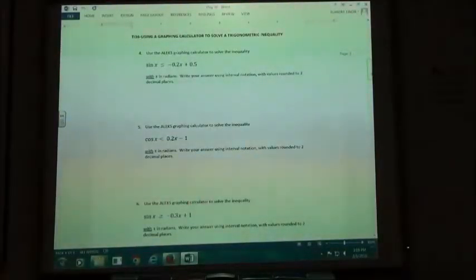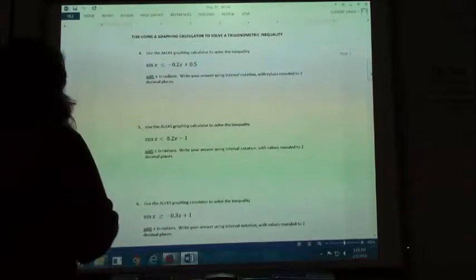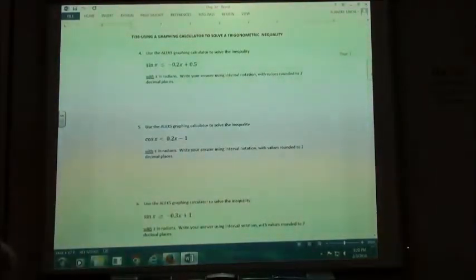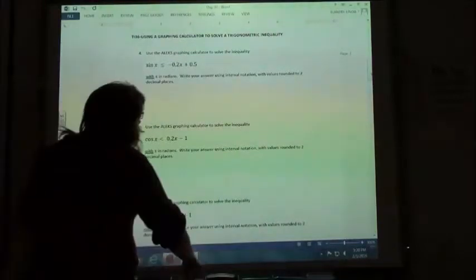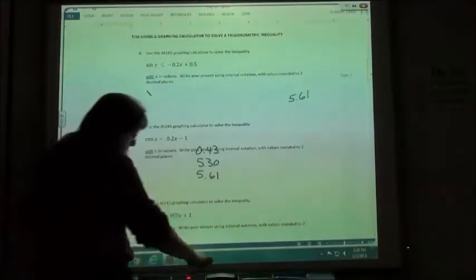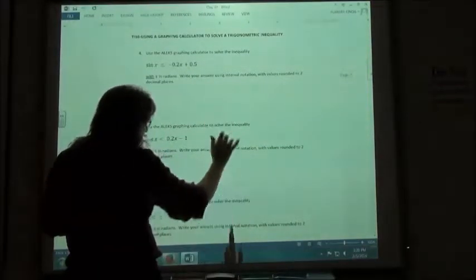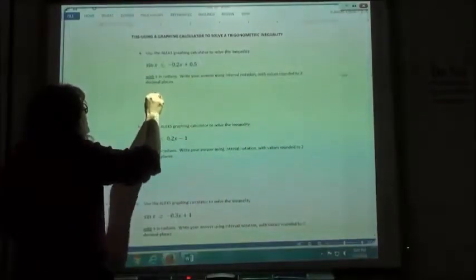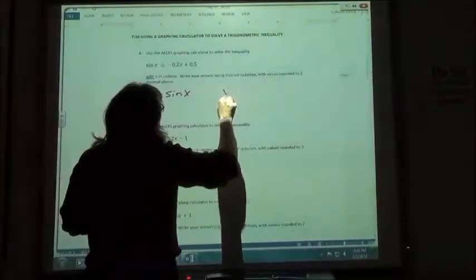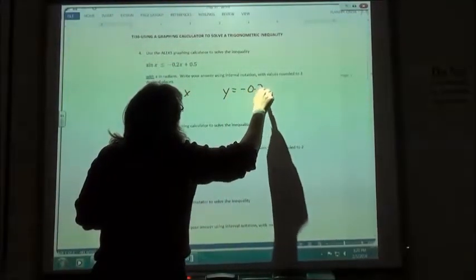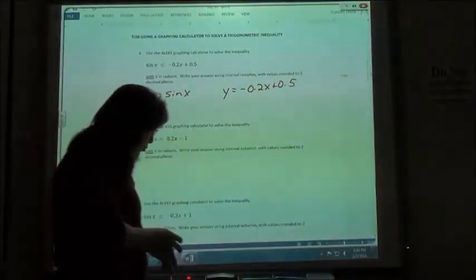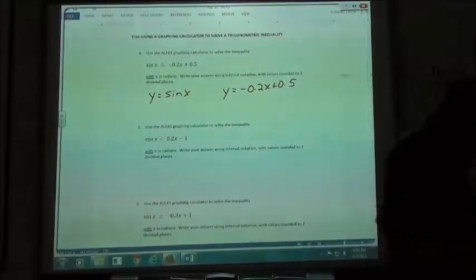4, 5, and 6, we are going to do sort of the same thing we did before. We're going to use the graphing calculator to solve an inequality. So again, we're going to start out by just putting in two separate equations. Y equals the sine of x, and then on the other side, y equals negative 0.2x plus 0.5. So we're going to put those two things in on the graphing calculator.